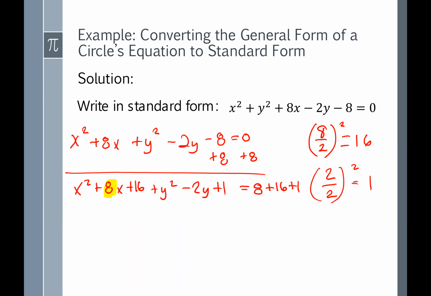All right. So now this is a perfect square trinomial because I forced it to be a perfect square trinomial. So that is going to factor to x plus 8 over 2 is 4 squared plus y. And since the middle term is negative, this is going to be negative. Half of 2 is 1. So it's going to be y minus 1 squared. And what do we have? 8 plus 16 is 24 plus 1 is 25.